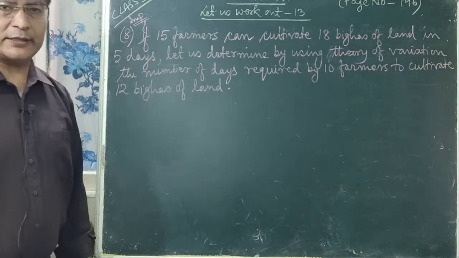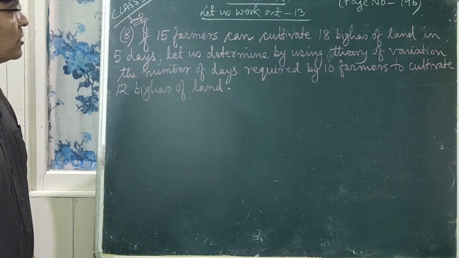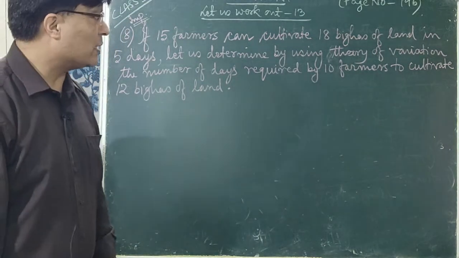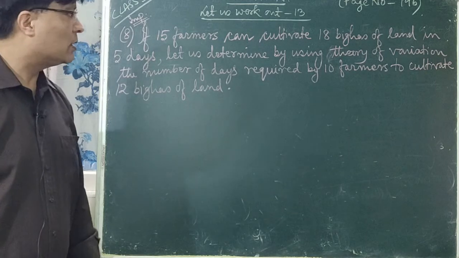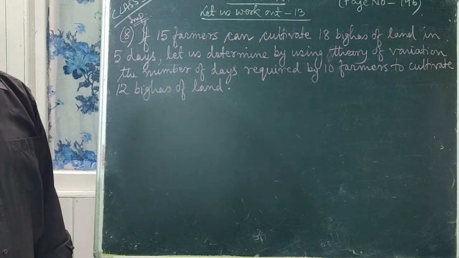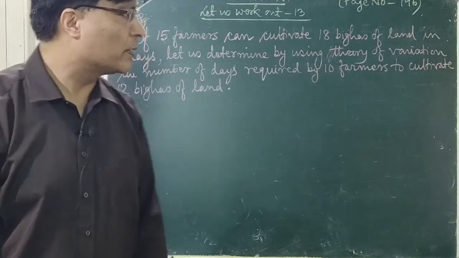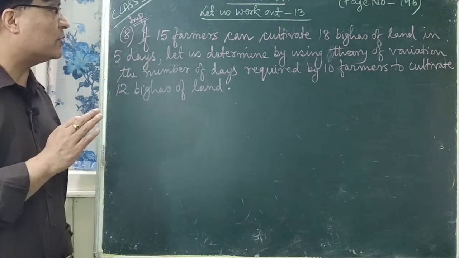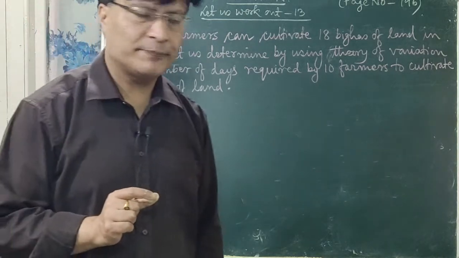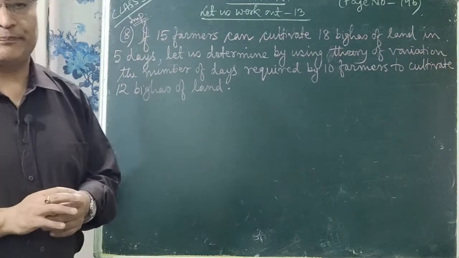So now we'll do question number 8. This question number 8 is very, very important. The question is, if 15 farmers can cultivate 18 bighas of land in 5 days, let us determine by using theory of variation the number of days required by 10 farmers to cultivate 12 bighas of land. So first of all, you try to understand this problem. Now it is given that 15 farmers can cultivate 18 bighas of land in 5 days. So in 5 days, 18 bighas of land can be cultivated by 15 farmers.